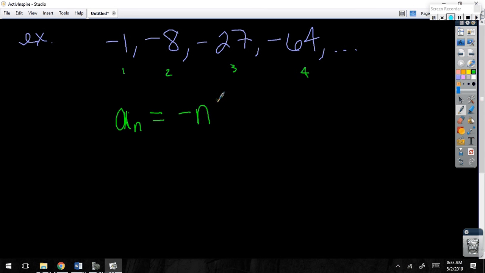n equals negative. Does that work? Yes. Does it work for every single one that we're given? Yes. Then we can call it a rule. What is the 20th term of the sequence?